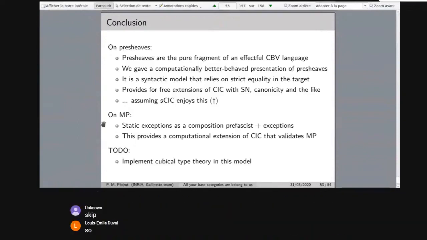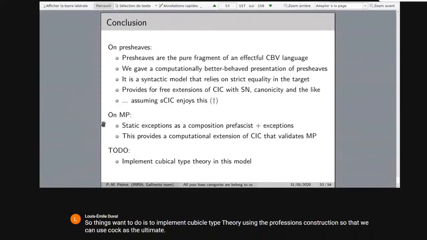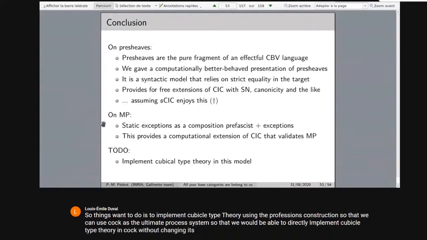So the thing we want to do is to implement cubical type theory using the presheaf construction so that we can use Coq as the ultimate proof assistant, so that we would be able to directly implement cubical type theory in Coq without changing its kernel. That would be very nice.